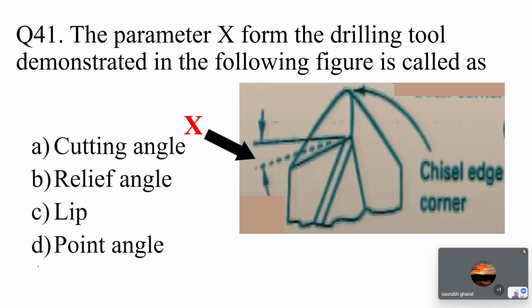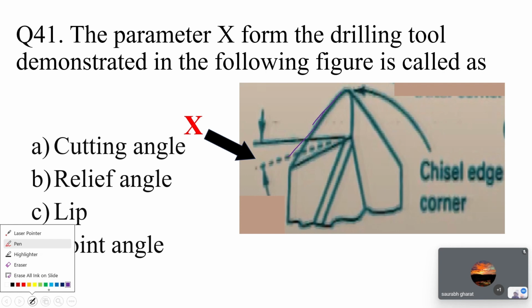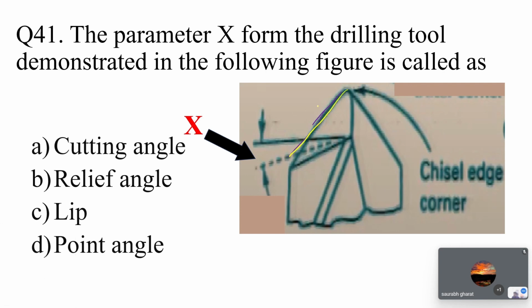The parameter X from the drilling tool demonstrated in the following figure is called as. So this is the drilling tool. What is this? This is your lip. This is your cutting edge. This is your lip. Okay, so it is asking about the cutting angle.